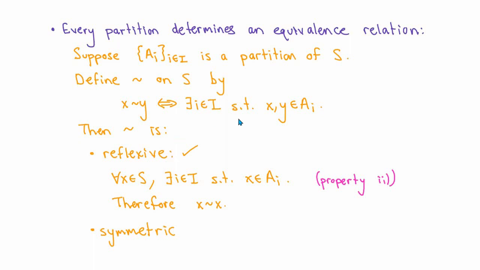Similarly, it's pretty easy to see that it's also a symmetric relation, because if x is related to y, then x and y are both in A_i for some i, but then y and x are also both in A_i, so y is related to x. Therefore, the relation is symmetric.